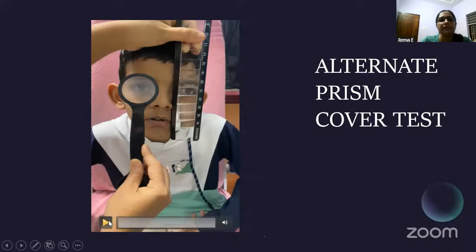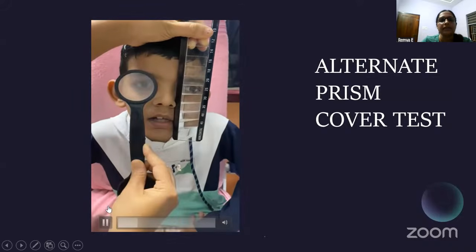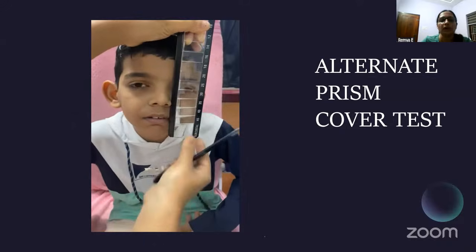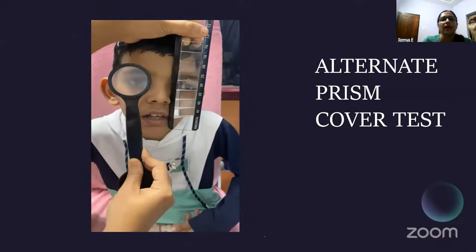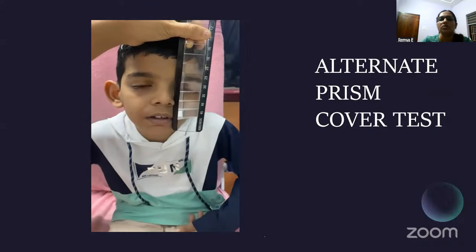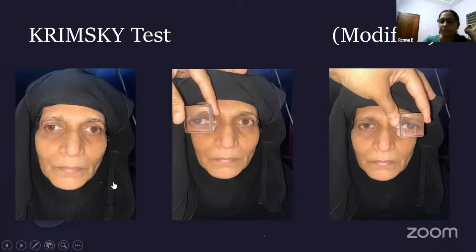Then what you do is you place the prism and do an alternate cover test like this, and see whether the movement is neutralized or it just reverses. That is your endpoint. You will do an alternate deviation, meaning alternate occlusion test, so your tropia as well as phoria is covered in this. You will get the maximum amount of deviation.